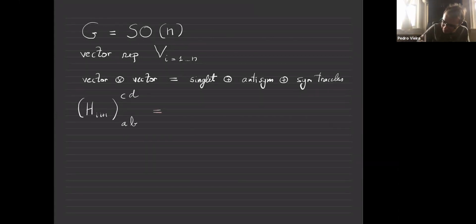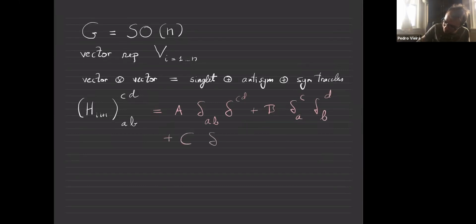The only things I can write are some constant A times some Kronecker delta like this, delta AB, delta CD, plus some constant B, delta AC, delta BD, plus some constant C, delta AD, delta BC. So there are only three things I could write, which are exactly in one-to-one with the three representations. The three representations are the linear combinations of this A, B, C, right? In the same way as with two spins, I can either symmetrize or anti-symmetrize, and the two combinations will be the singlet and the triplet. Okay, so that's how we see that there are three structures.